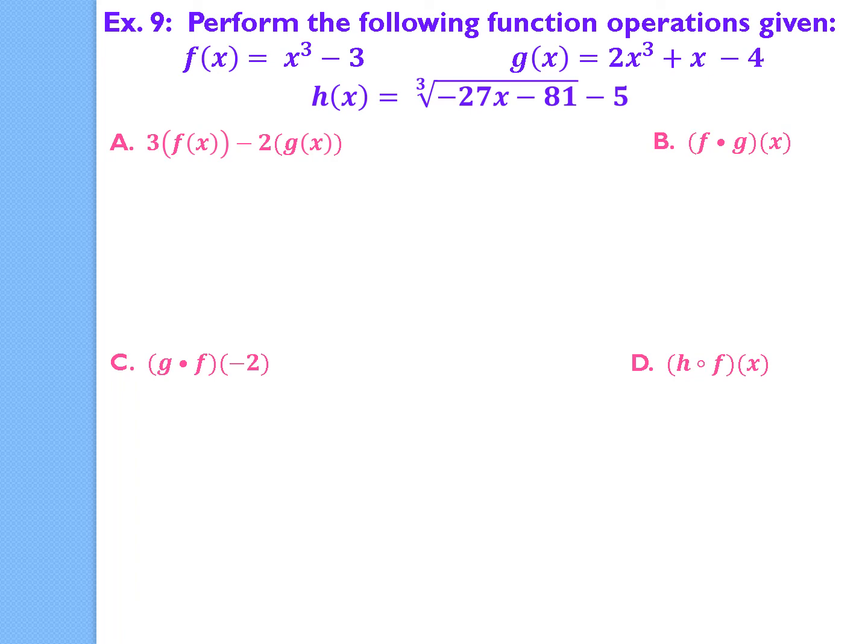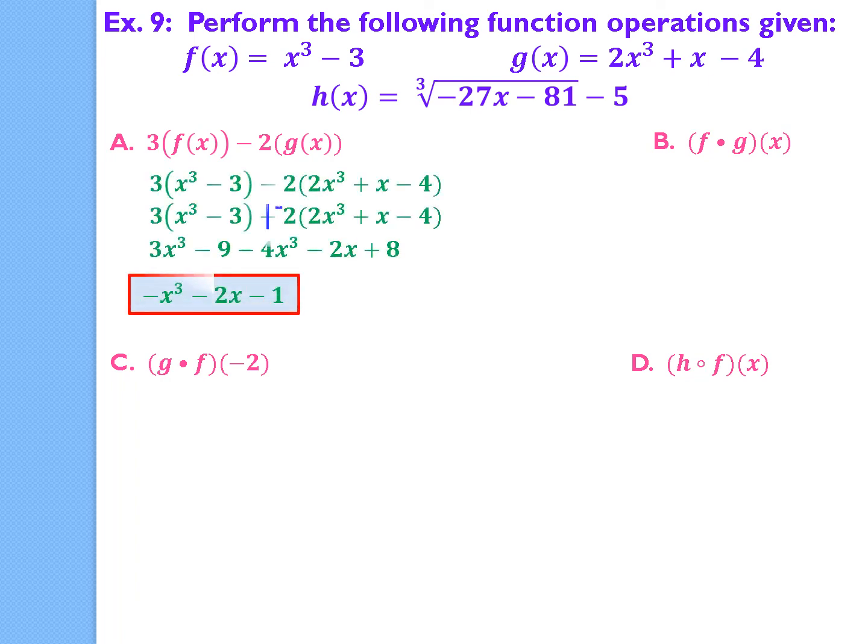All right, let's check our answers. So for 3 times f(x) minus 2 times g(x), this is what I got. Now, look carefully on the second line. You'll see that I changed that minus to plus a negative, and I distributed a −2. That keeps you from making sign mistakes. So if you have subtraction, change it to plus and negative, and then distribute the negative. It's going to make your math work so much easier.